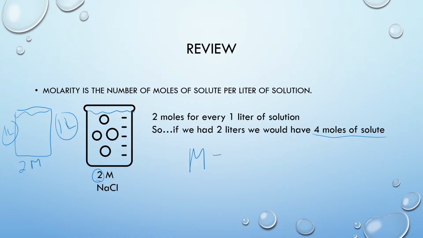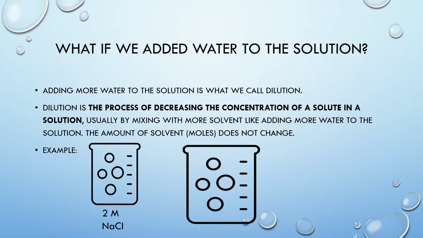So molarity, as we've seen, is our number of moles per liter, a ratio. We've talked a lot about ratios this year, especially in the last unit. So what do we do when we change that ratio? Let's look at what would happen if we change that solution. What if we added water to our solution? Adding more water to the solution is what we call a dilution.